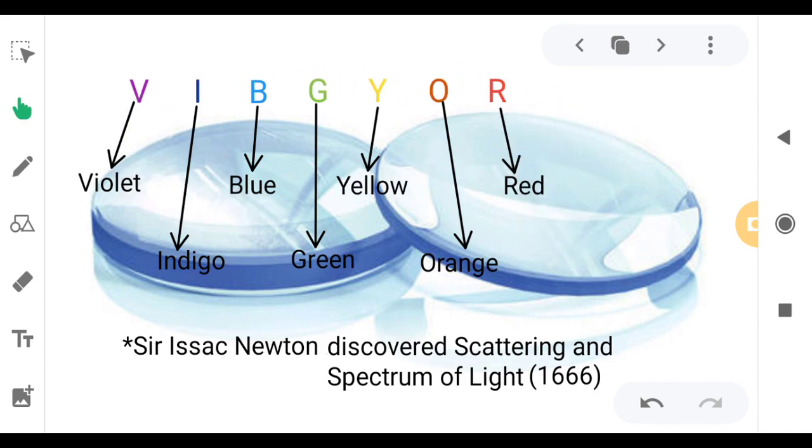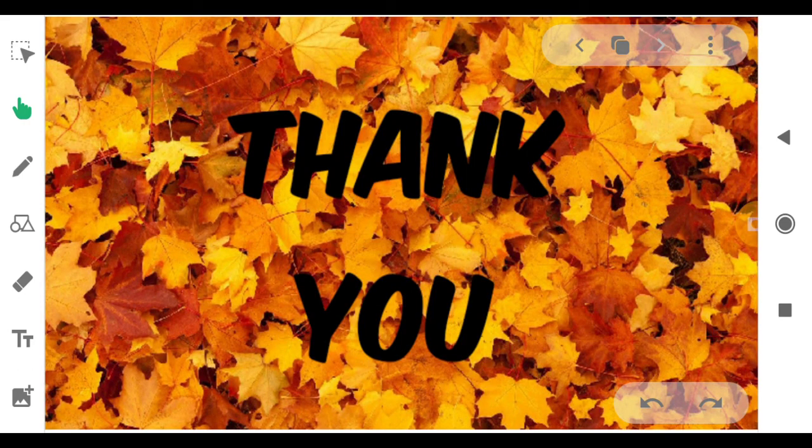Sir Isaac Newton discovered the scattering and spectrum of light in 1666. This is called the spectrum of light. So these are the main and fundamental things of the light chapter, and you have to practice much more and remember all these things, so you can go for any question.